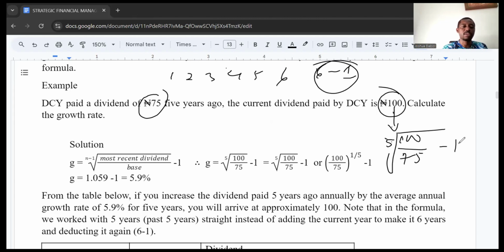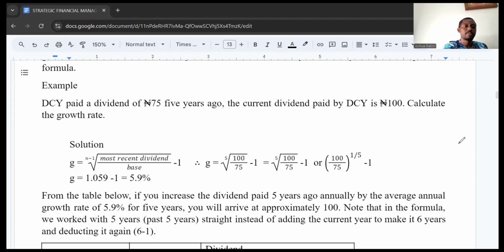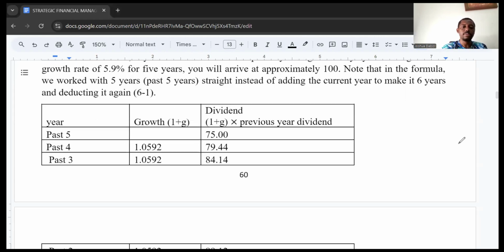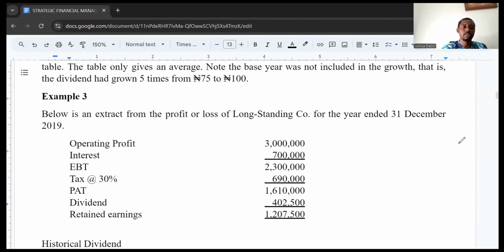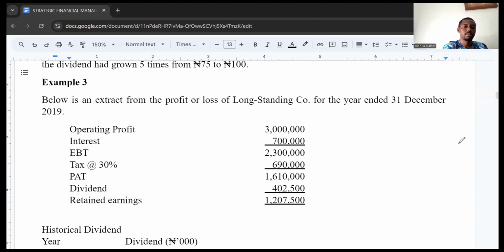So the final answer will give me 0.59, which is equal to 5.9%. So that is using the extrapolation. Let's look at another example. So let's look at this question here. Question 3.